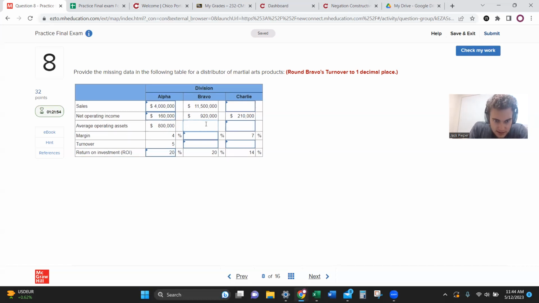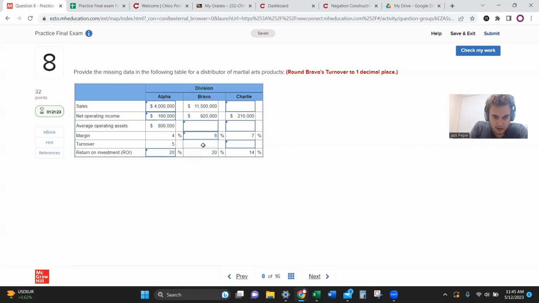So sales and net operating income. I think we can find our margin here, right? If we have our sales and our net operating income, let's check what percentage of our sales actually hits the net operating income. So we'll do 920,000 divided by 11,500, and then we'll get 8%.